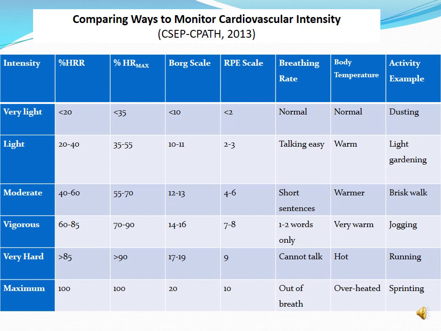So this is a chart I kept telling you about, okay? At first glance, it's overwhelming. There's a lot of numbers, a lot of words going on. But I'm going to encourage you and remind you that we are told that we want to be exercising at moderate to vigorous intensity. So forget the very light row, forget the light row, forget the very hard or maximal. Look at moderate to vigorous.